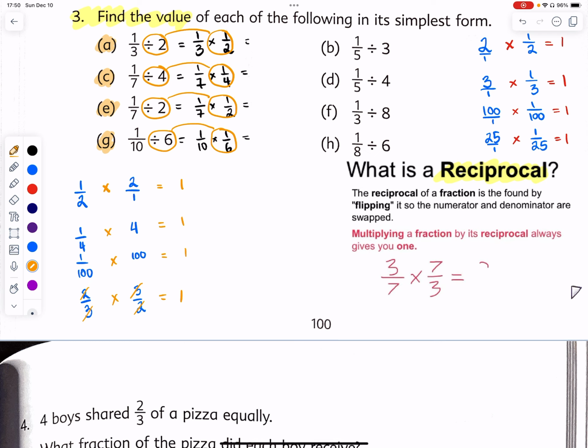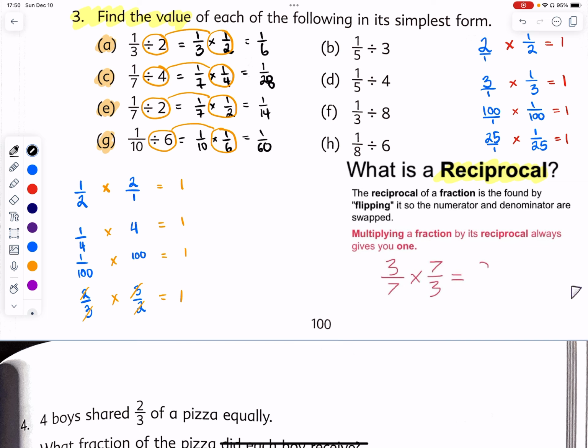So 1/3 times 1/2 equals 1 out of 6. 1/7 times 1/4, 1 out of 28. 1/7 times 1/2, 1 out of 14. And here we have 1 out of 60. I hope you found this lesson useful.